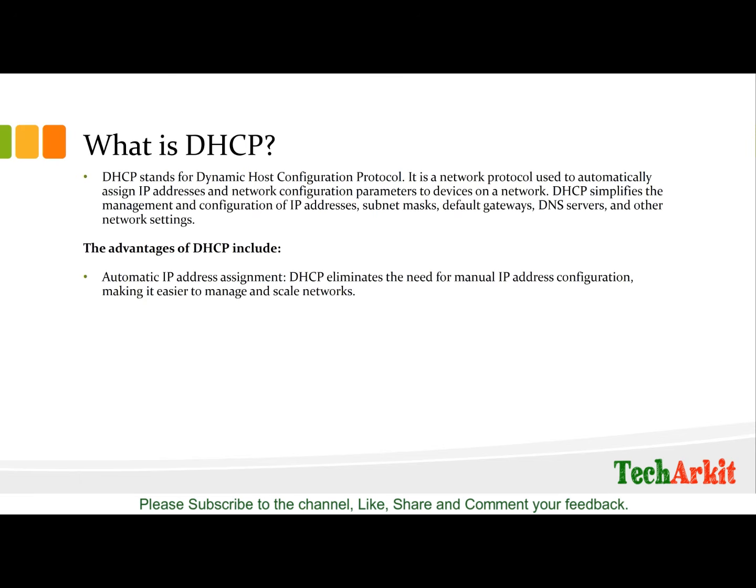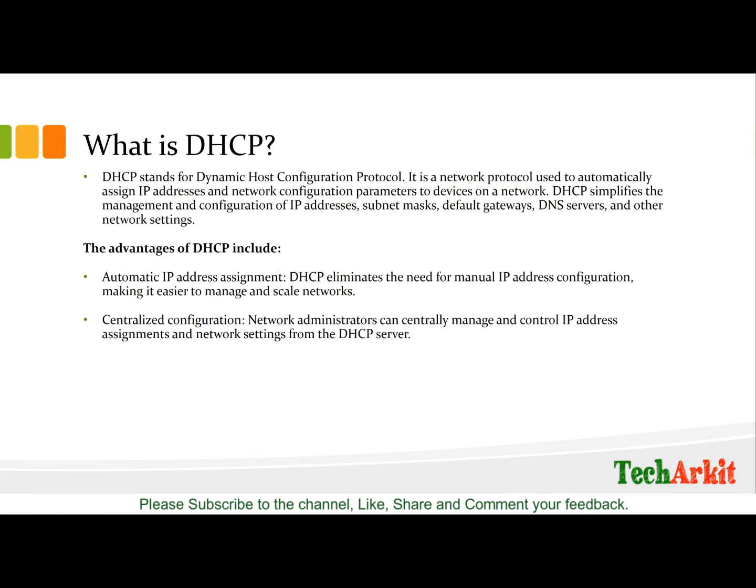gets the IP address, subnet mask, default gateway, and DNS server details for that particular server. DHCP eliminates the need for manual IP configuration, making it easier to manage and scale networks. Centralized configuration: network administrators can centrally manage and control IP address assignments and network settings from the DHCP server.